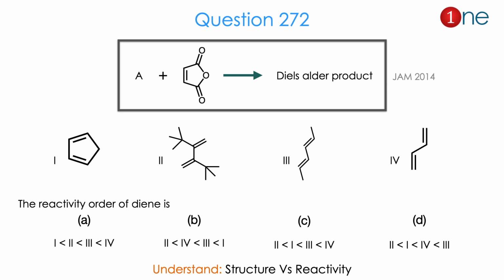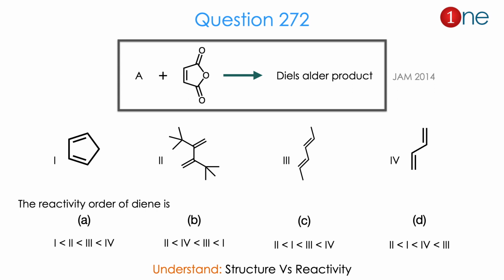Then let us look at the next question. They are asking, starting material A with maleic anhydride. The product is a Diels-Alder product. So you have to guess which one will go faster. Basically they are asking the reactivity order of the diene. You have the dienophile, they are asking about the diene. The first one is cyclopentadiene, the second one is a tertiary butyl diene, the third one is a trans diene, the fourth one is a simple trans diene. So basically 4 different products.